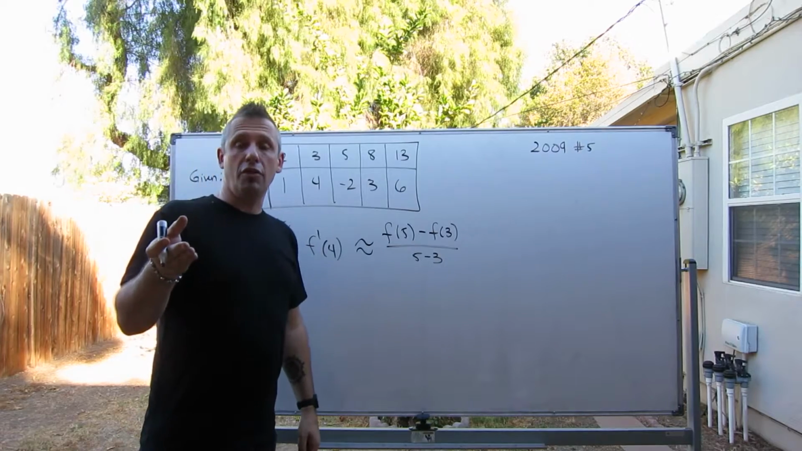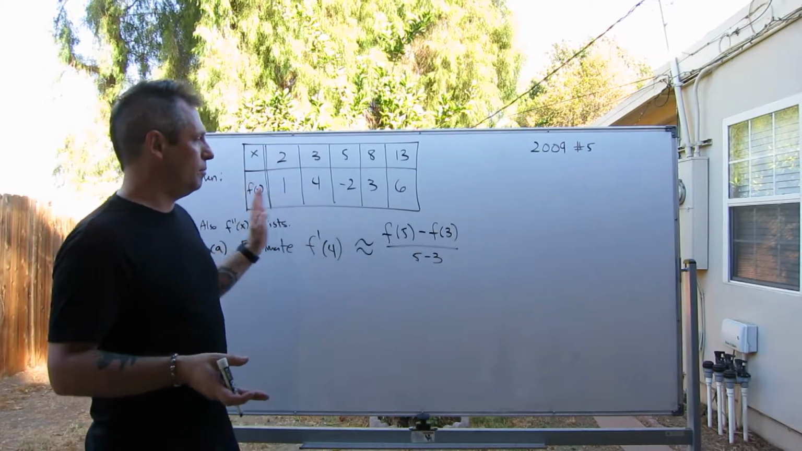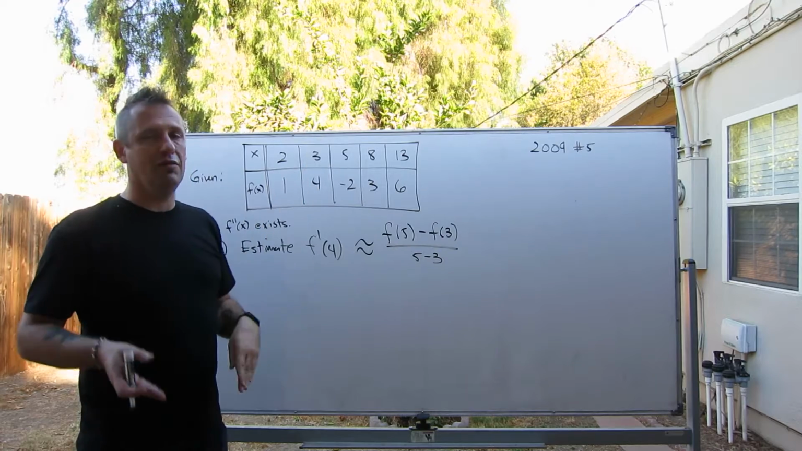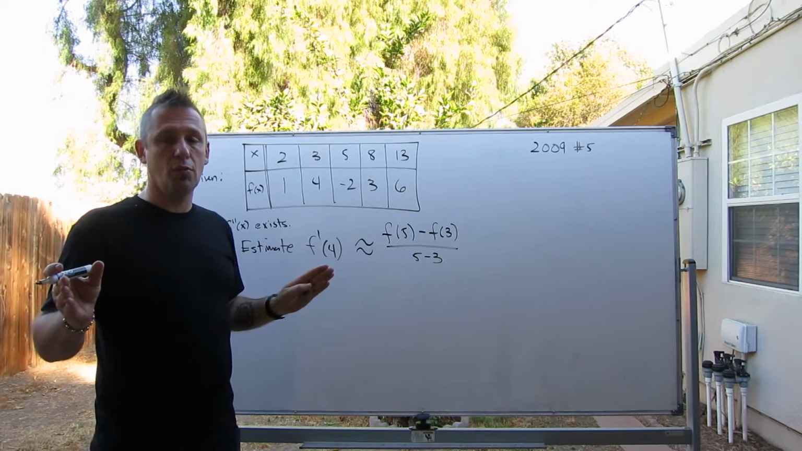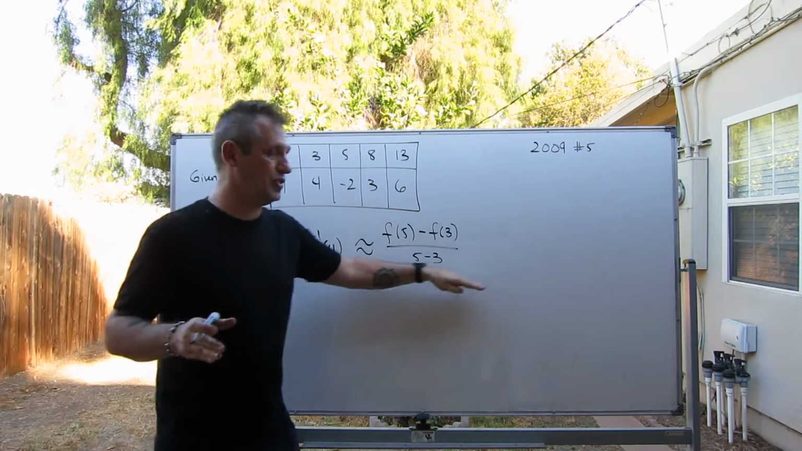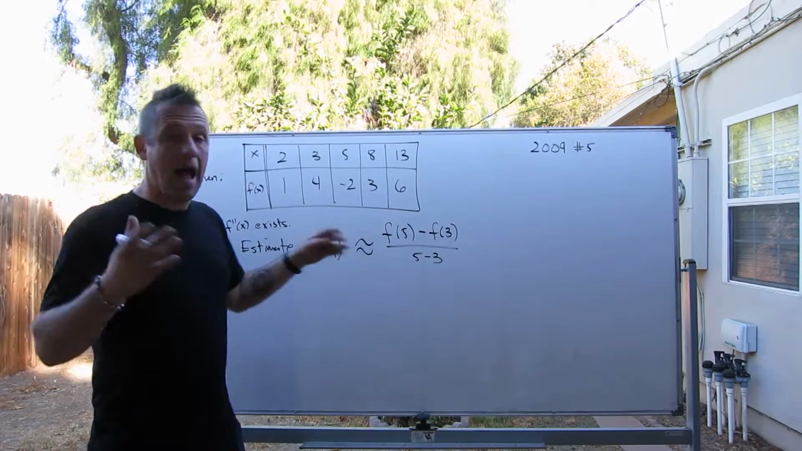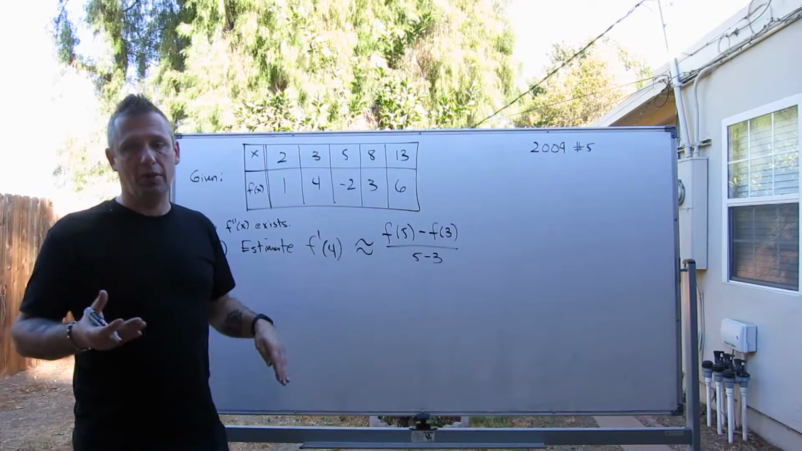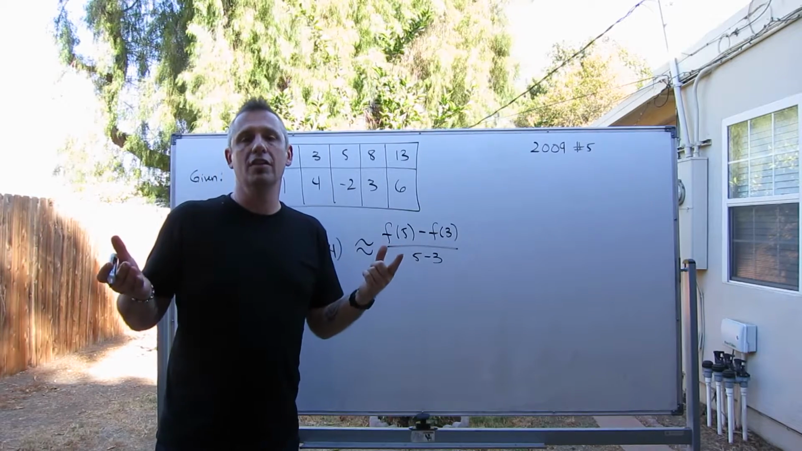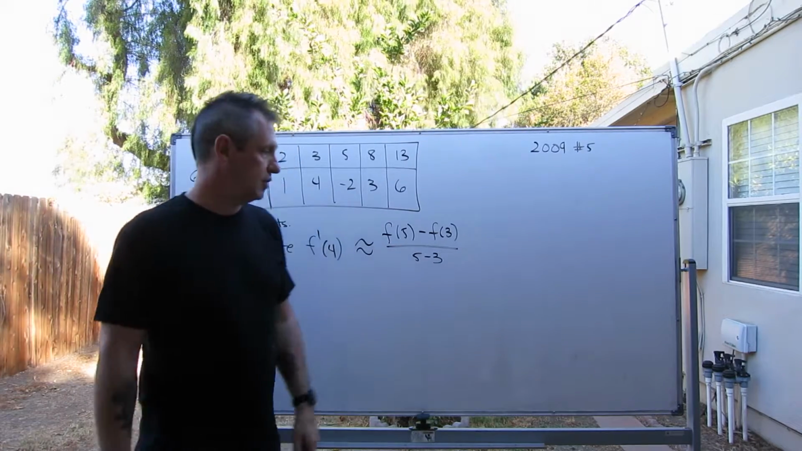By the mean value theorem, we actually know that somewhere between 3 and 5 there must be some place where the slope of the tangent line actually equals this number, at least one place by the mean value theorem. Perhaps 4 is that place. Perhaps not. That's why this is just an estimate. We don't know whether it's going to work or not.